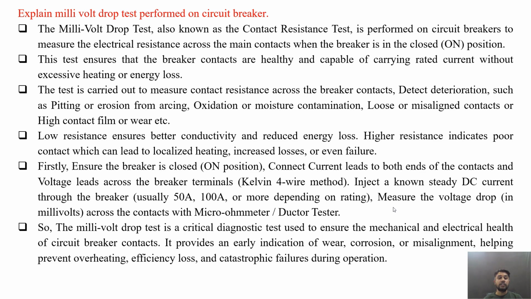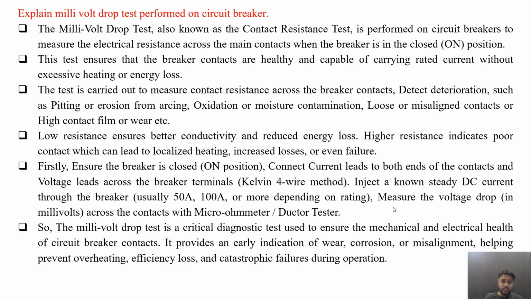energy loss. The test is carried out to measure contact resistance across the breaker contacts, detect deterioration such as heating or erosion from arcing, oxidation or moisture contamination, loose or misaligned contacts or high contact film or wear, etc. Low resistance ensures better conductivity and reduced energy losses, whereas higher resistance indicates poor contact, which can lead to localized heating, increased losses, or even failure.